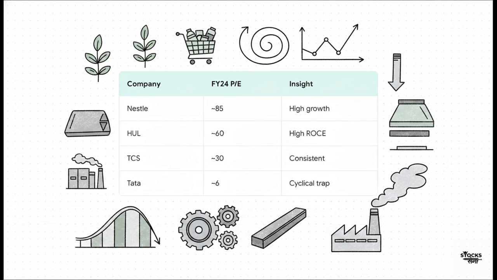And Tata Steel at 6? That right there is a classic cyclical trap. If a massive steel company has a PE of 6, it usually means its earnings are temporarily at their absolute peak, and the market knows full well those earnings are about to drop. You just cannot compare a steady FMCG giant to a highly cyclical steel manufacturer.